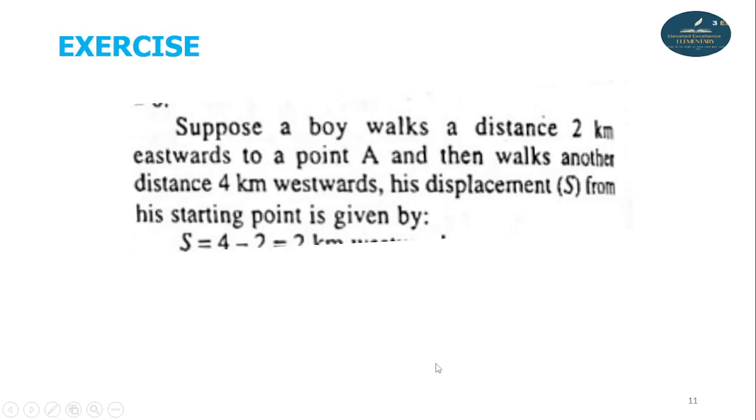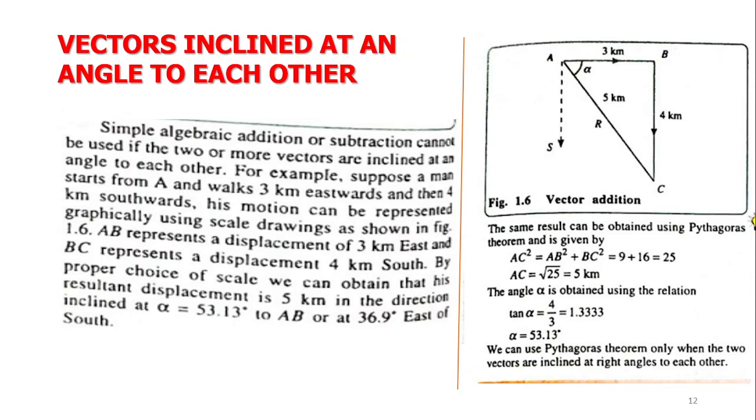So now let's move to another aspect: vectors inclined at an angle to each other, because the ones we have been treating are vectors acting on a straight line. So we'll be moving to the ones that are inclined at an angle to each other. Simple algebraic addition or subtraction cannot be used if two or more vectors are inclined at an angle to each other. For example, suppose a man starts from A and walks 3 kilometers eastwards.